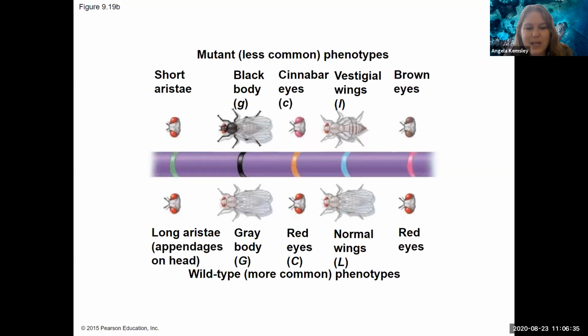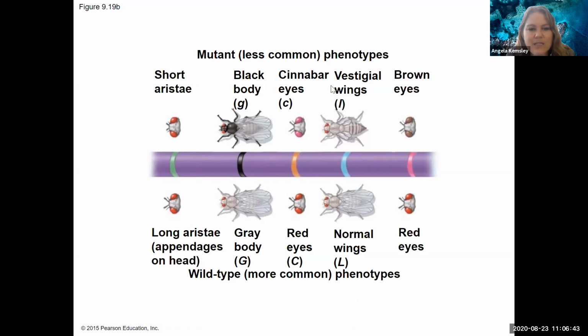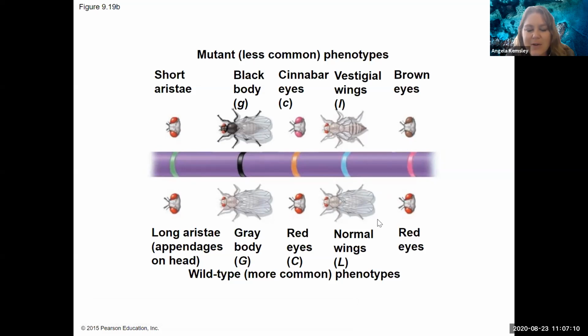So here's an example in flies. So we are actually able to map where these genes are located based on how often these different traits occur. So red eyes and these Aristae here are pretty far apart, so we would expect that these would show a higher recombination frequency, a higher amount of times that we see crossing over. We see pink and blue are fairly close together, so we would expect that eye color and wing color would probably stay together.